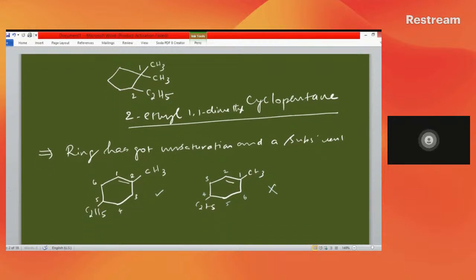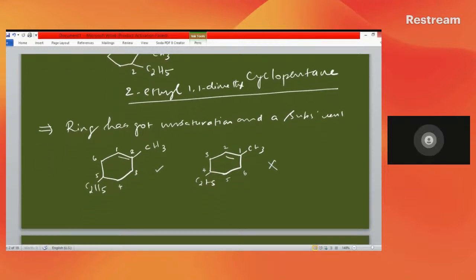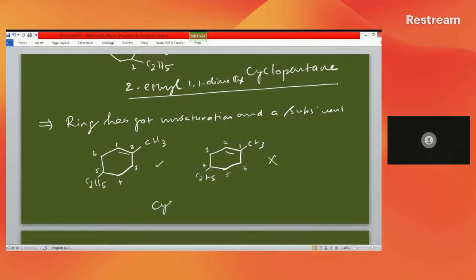And here we can write the cyclic compound in which cyclo, totally 6 carbons, we write hex. Unsaturation is at the first position, 1-ene. Now the methyl group is present at the second position, 2-methyl. And the ethyl group is present at the 5th position, so it must be called 5-ethyl. This should be the right name.